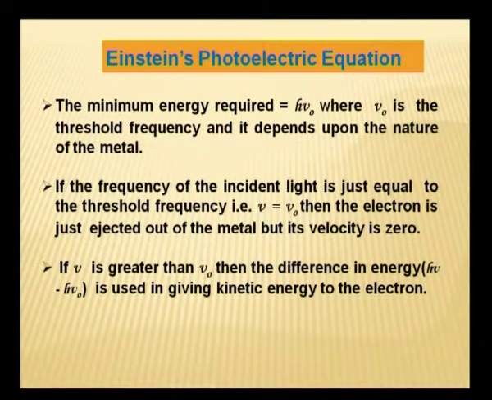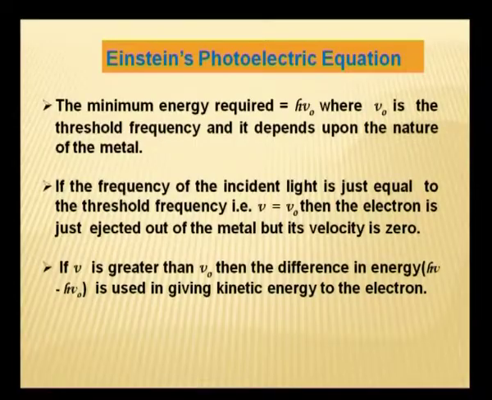What is nu naught? It is a critical frequency, a threshold frequency, and it depends upon the nature of the metal. I told you cesium exposed to sunlight will give out electrons, right. Any light radiation will be able to eject electrons from a cesium plate. If the frequency of the incident light is just equal to the threshold frequency, the kinetic energy will be zero, right. The velocity will be zero. Just the energy required to remove the electron. The electron will come out of the metal and will come to the surface of the metal.